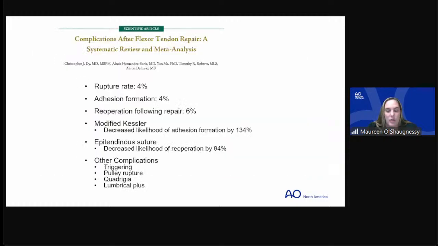We didn't talk yet too much about what can go wrong, specifically with tendon repair surgery. But this is a relatively recent systematic review meta-analysis, just showing some of the complication rates, the more modern rates of complications with our newer techniques and surgical repairs that we've just been hearing about. So overall rupture rate is about 4%, adhesions 4%, and those undergoing reoperation following repairs up to 6%. Their review of the literature found that the modified Kessler was a little bit of a better suture. However, we know that some of our other studies show that there's not really any superiority to suture configuration.